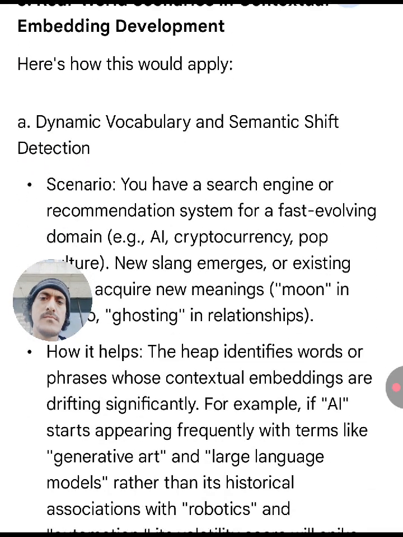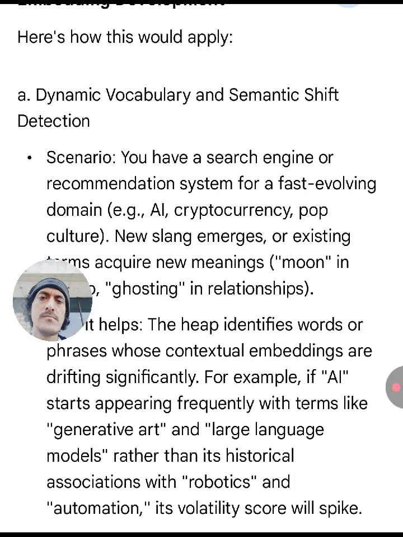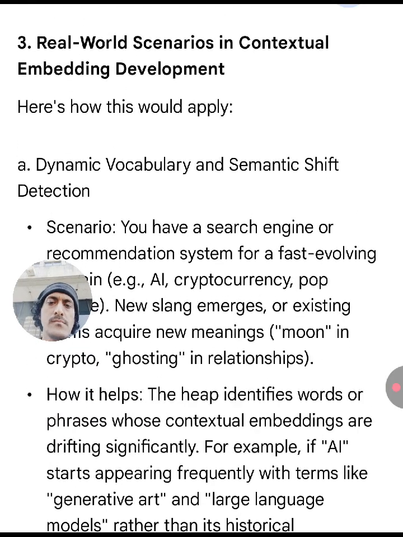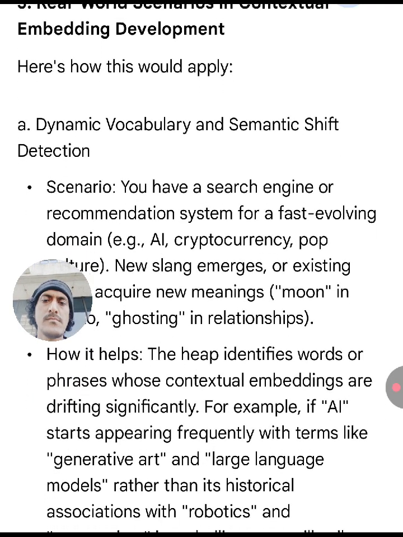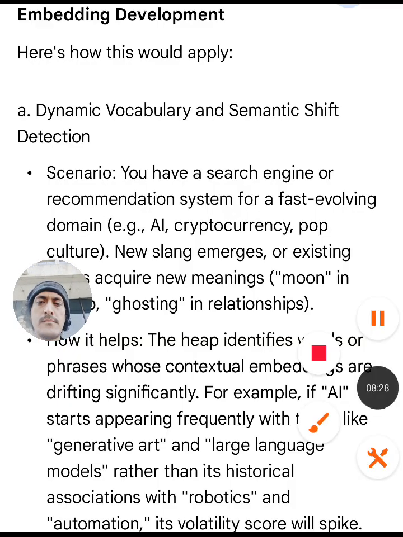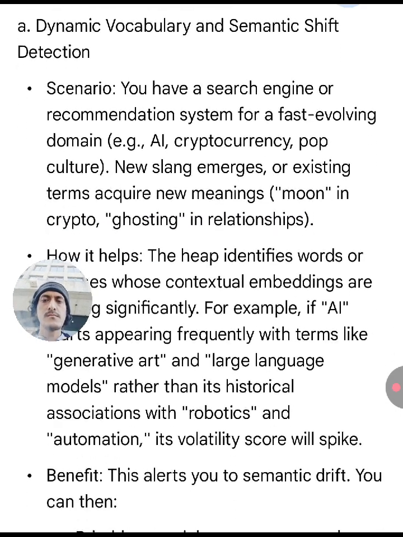3. Real-world scenarios in contextual embedding development. Here's how this would apply. A. Dynamic vocabulary and semantic shift detection. Scenario: you have a search engine or recommendation system for a fast-evolving domain, e.g., AI, cryptocurrency, pop culture. New slang emerges, or existing terms acquire new meanings: "moon" in crypto, "ghosting" in relationships.